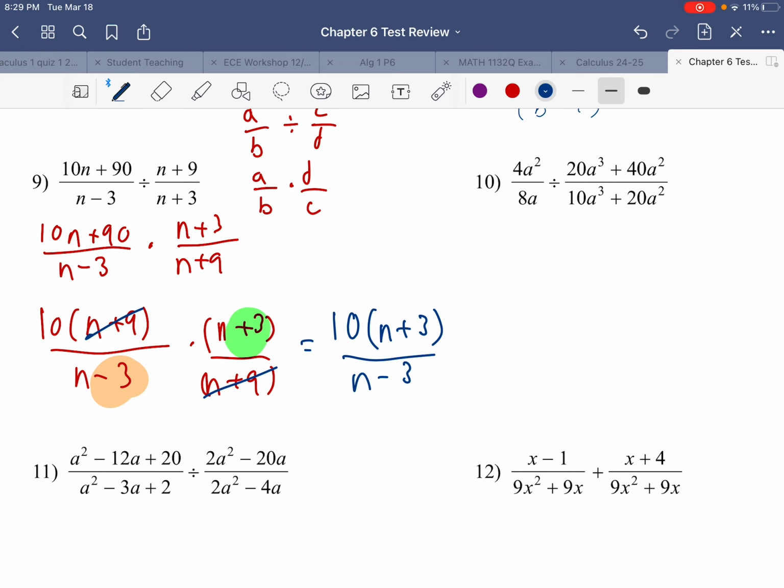And then for number 10, 4a squared over 8a. You could divide this through to get 2a and then divide that, but I'll just keep that for right now. This is 10a cubed plus 20a squared over 20a cubed plus 40a squared.